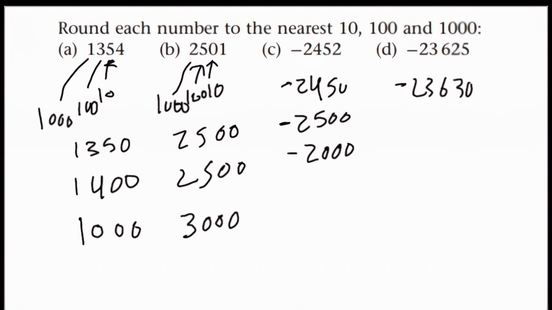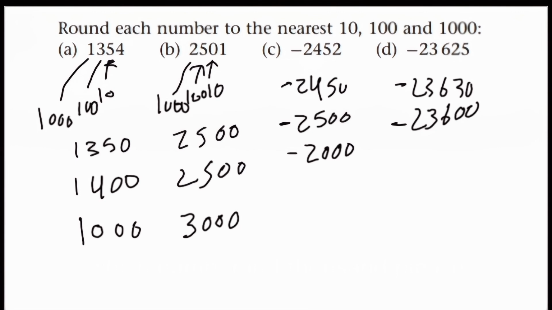Round it to the nearest 100. Which number is in the 100 place? 6. Which number is before it? 2. 2 is less than or equal to 4. So it will be negative 23,600.